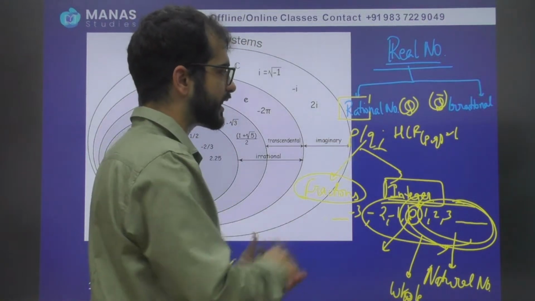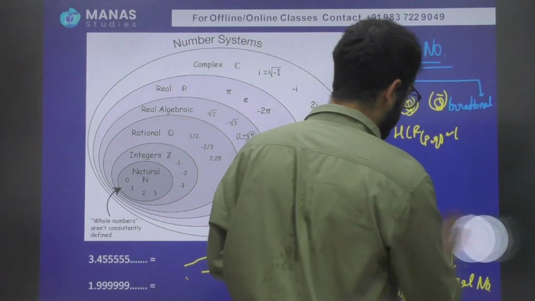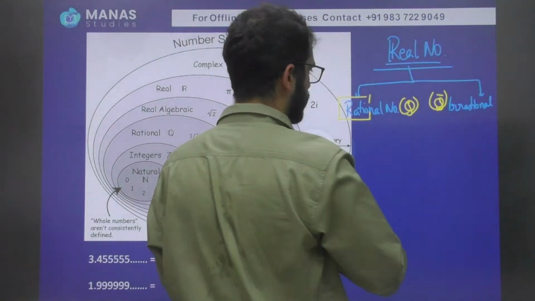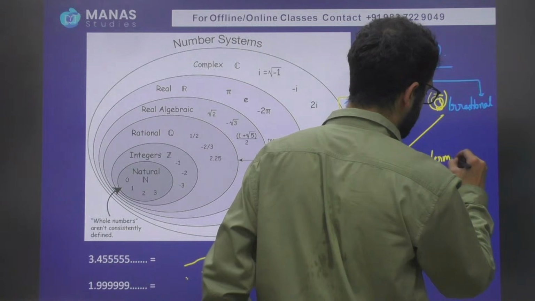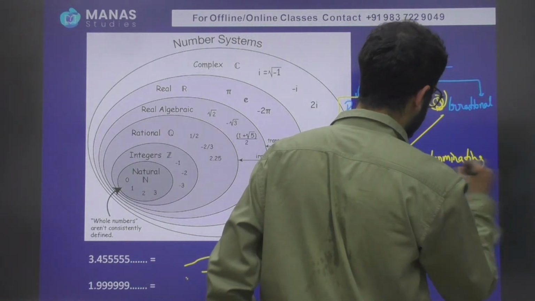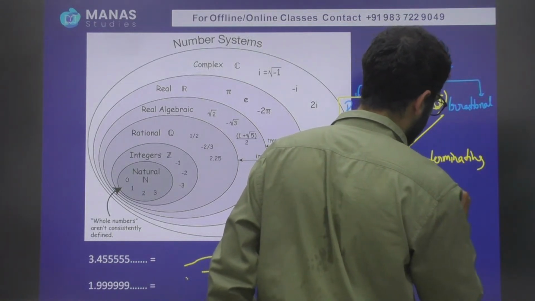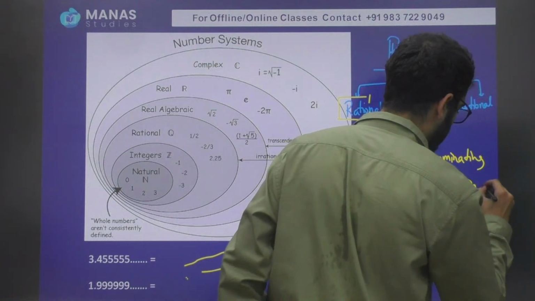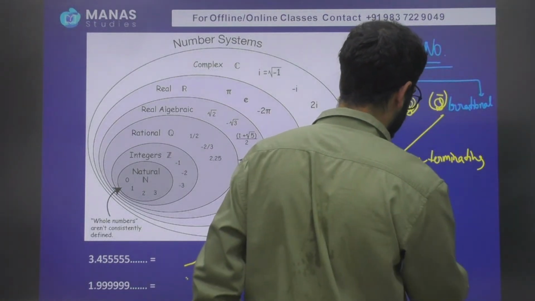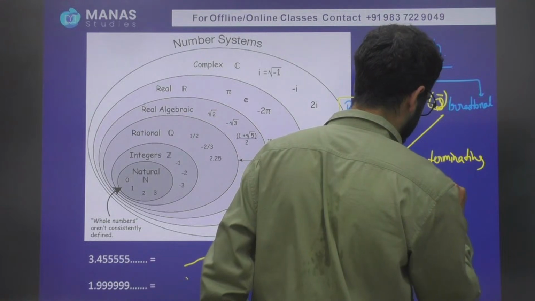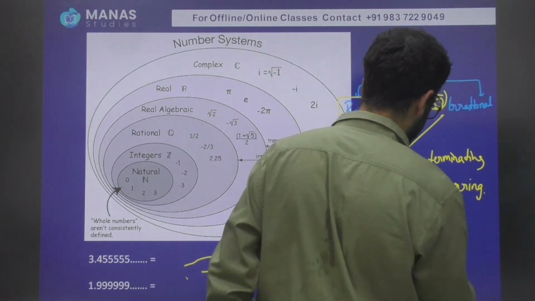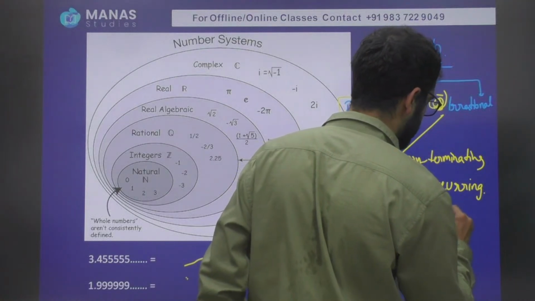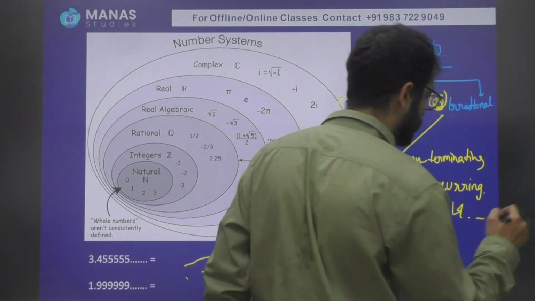Now let's focus at irrational numbers. Irrational numbers are those which are non-terminating, numbers which are non-terminating and non-recurring. If these numbers do not terminate anywhere, let's talk about under root 2. The number is 1.414 and it goes on forever.